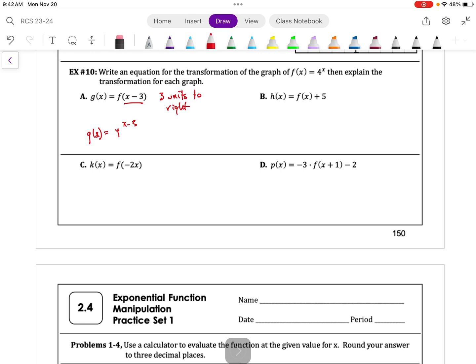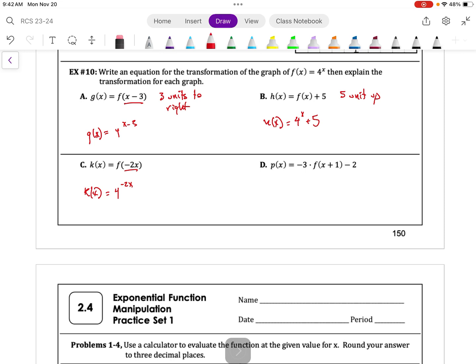For my h of x, this is going to be 5 units up. And the way I would write this is h of x is equal to 4 to the x plus 5. Okay, when I do negative 2x into my function, if I want to write my k of x, I'm going to get 4 to the negative 2x.